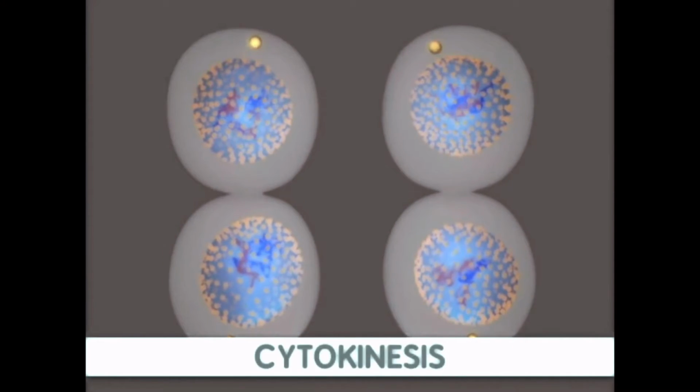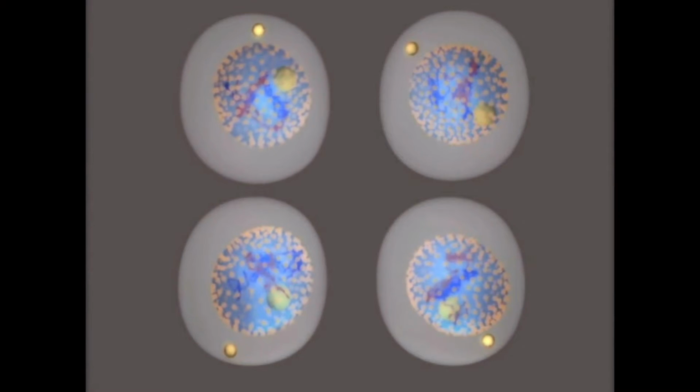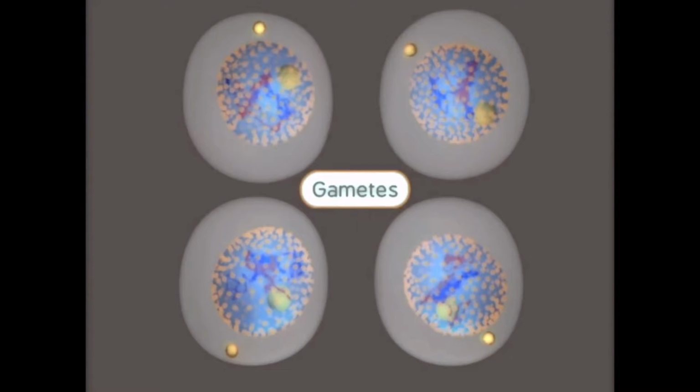The nucleus reforms, and in the end, after cytokinesis, we wind up with 4 daughter cells, which we call gametes, and those cells have half the number of chromosomes as the parent cell.